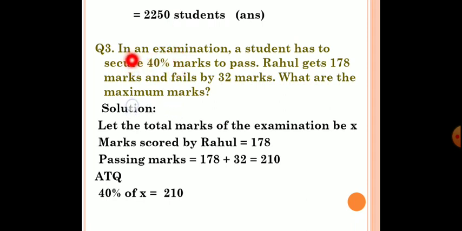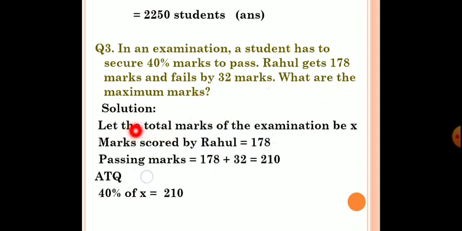Next, question number 3. In an examination, a student has to secure 40% marks to pass. Rahul gets 178 marks and fails by 32 marks. That means if Rahul would have scored 178 plus 32, he would have passed the examination. That means 178 plus 32 is equal to 40% of the total marks. So what are the maximum marks?